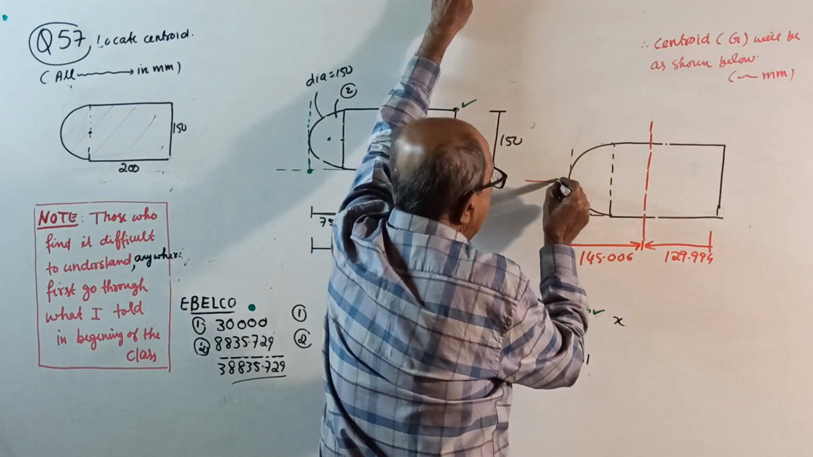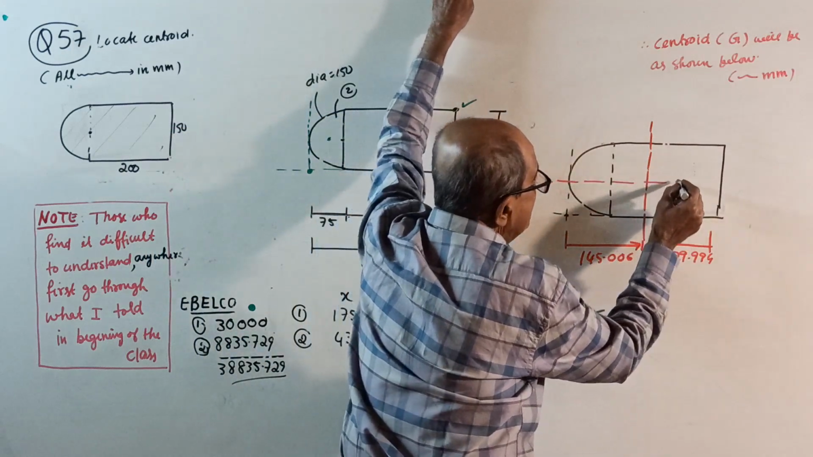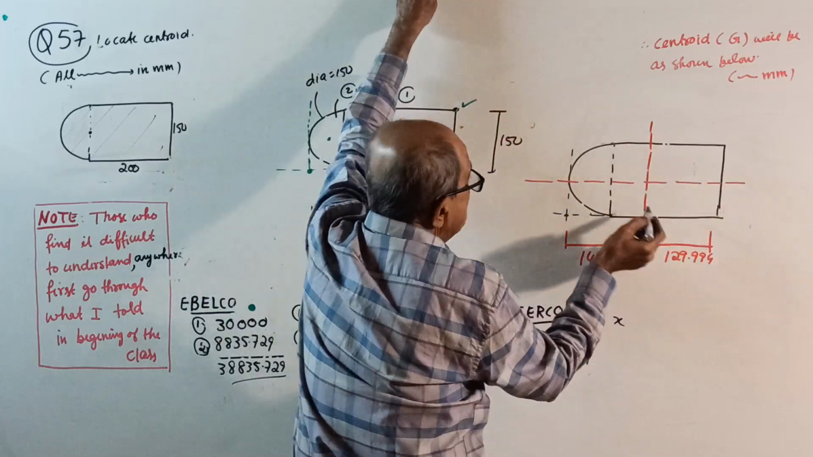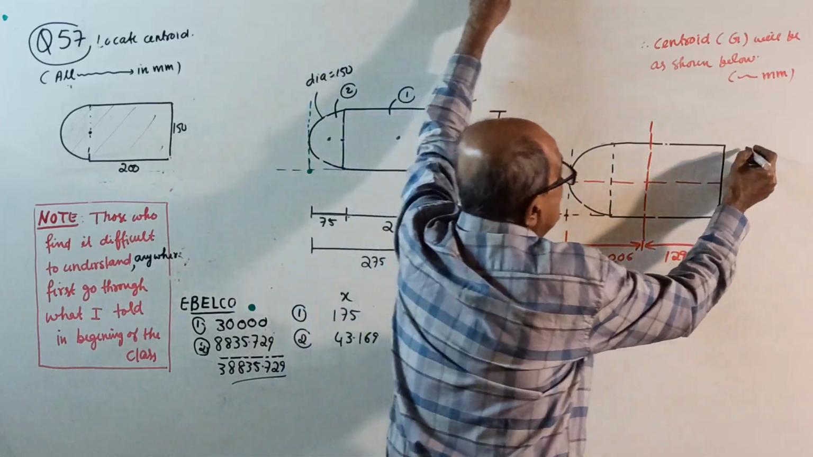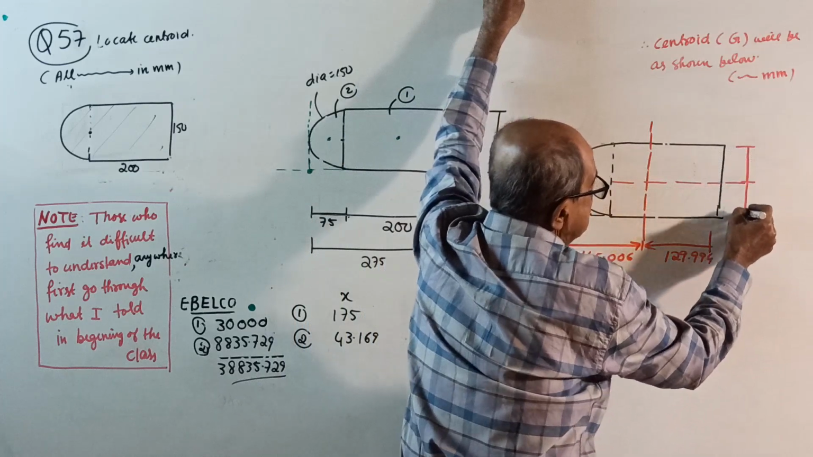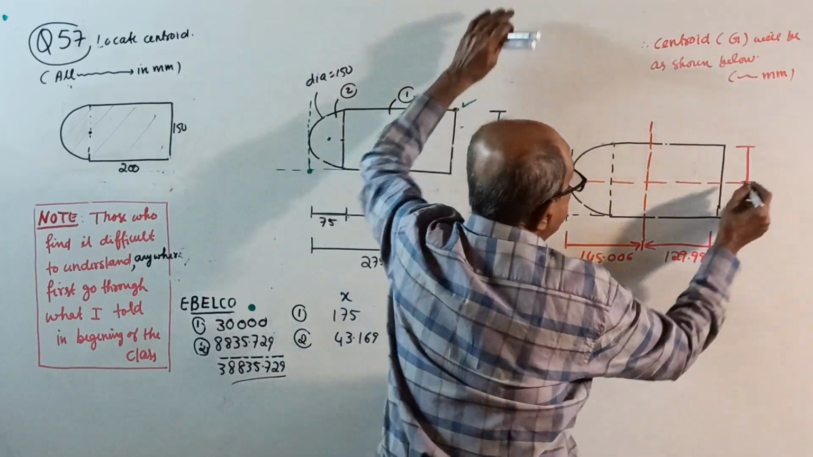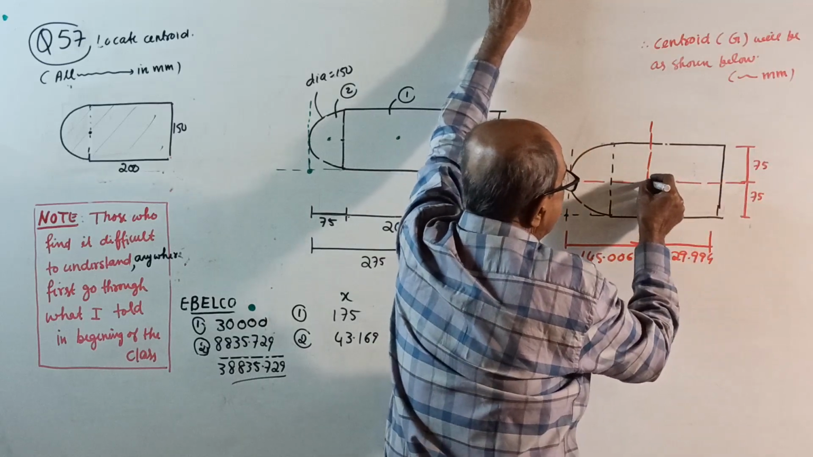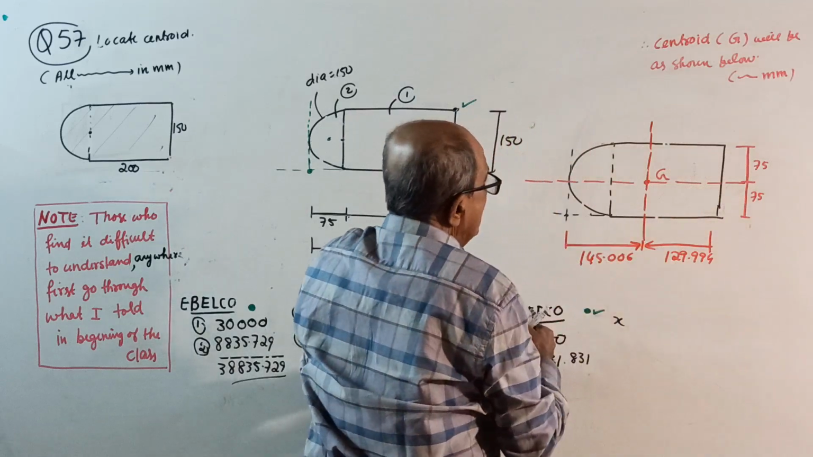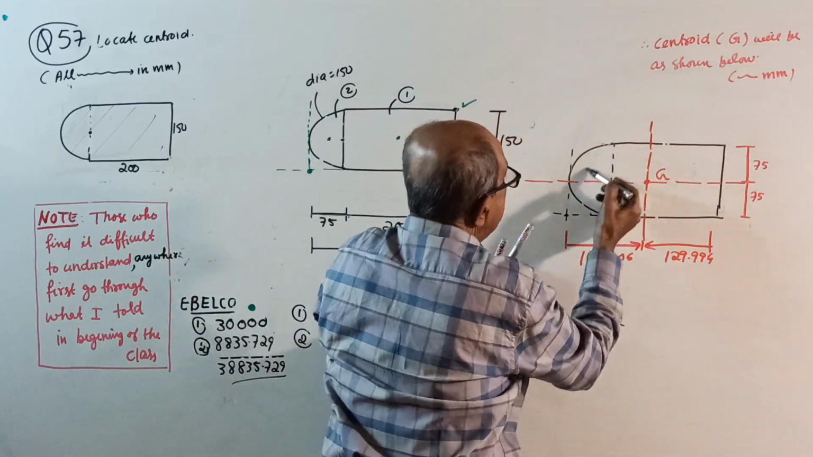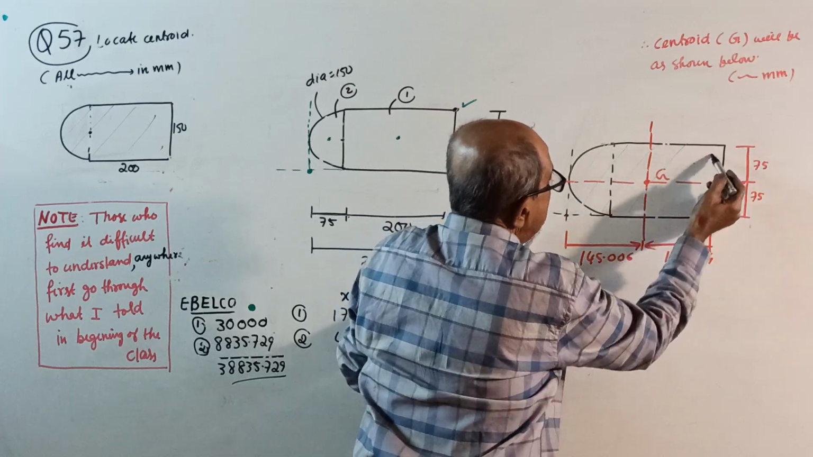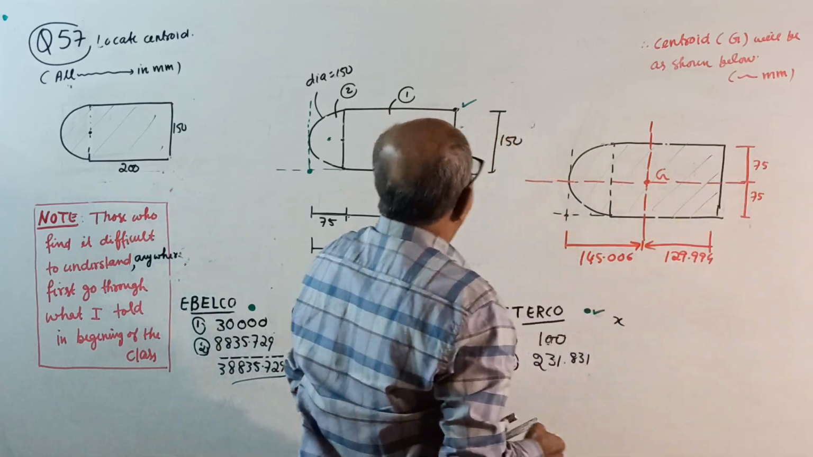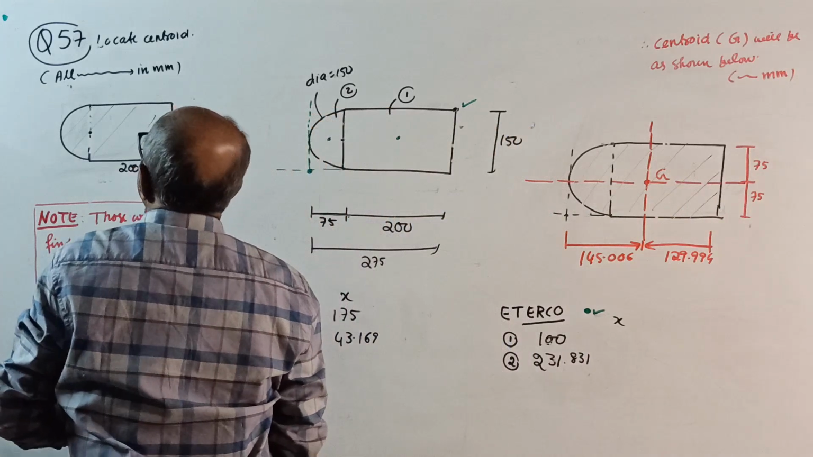Y bar is not required because it is a symmetrical case. Directly, by symmetry, this distance and this one are equal. If it is 150, both are 75, 75. This is the centroid for the given lamina. If you want, you can lightly shade the lamina to show this is the given lamina. Question number 57 over.